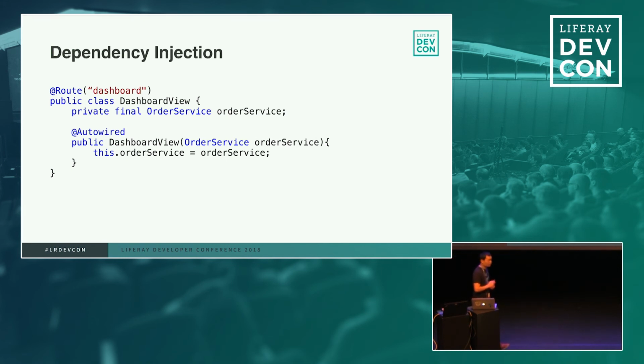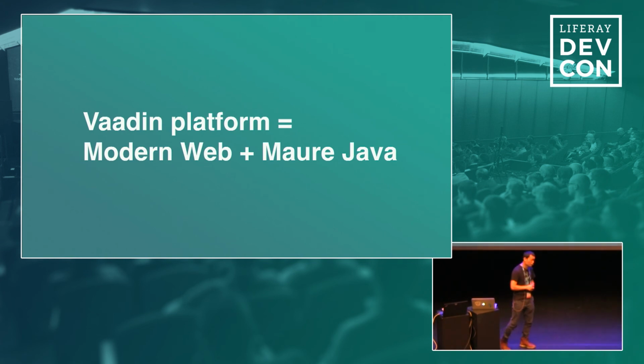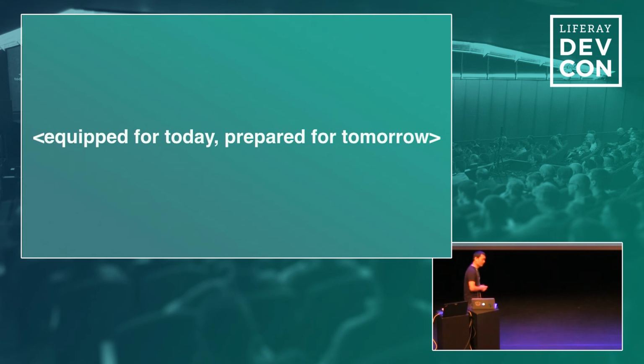So I think that summarizes my talk. Vaadin platform is basically modern web and some mature Java. That's about it. Hopefully this is the thing that you will remember after this DEVCON conference. And probably you have also noticed this has nothing to do with Liferay, but I think it aligns with the theme of this DEVCON pretty nicely: equipped for today and prepared for tomorrow.